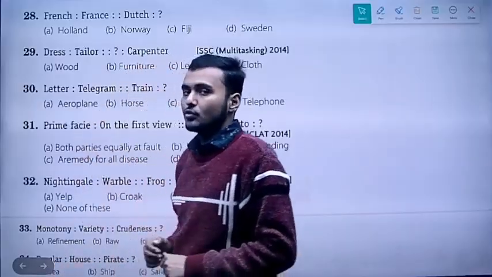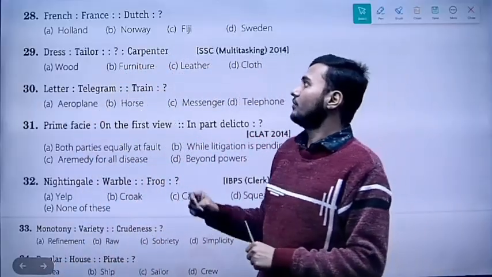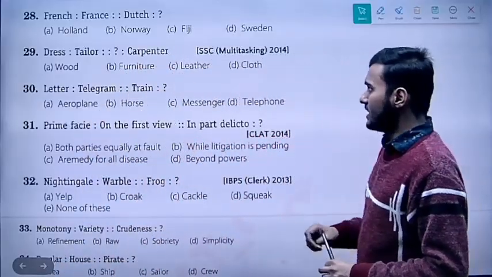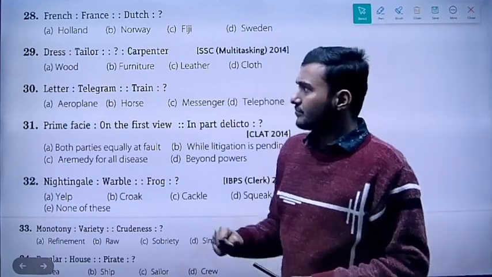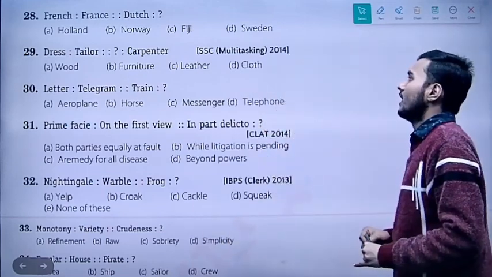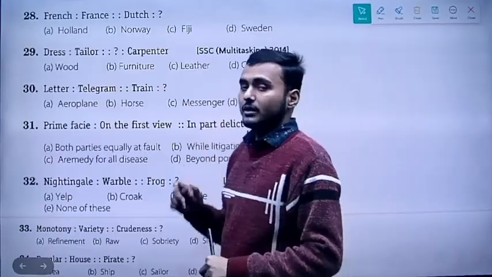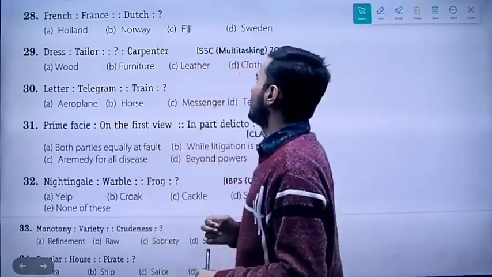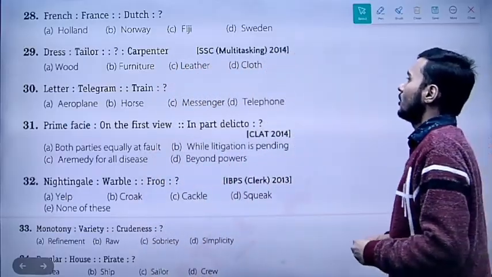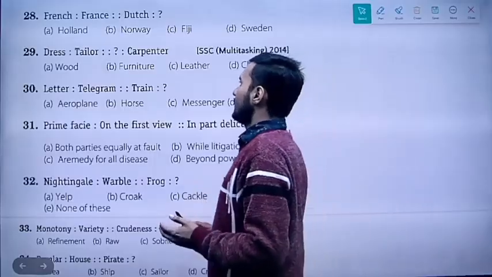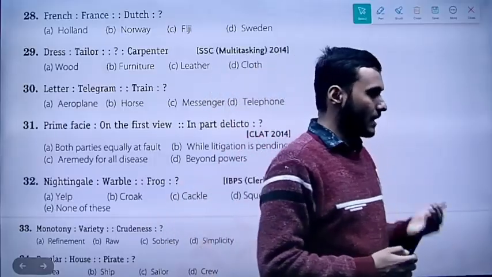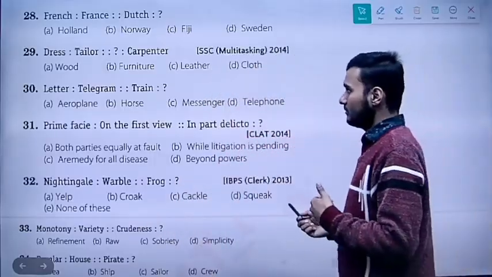Next question is French is equal to France, then Dutch is equal to what? See, in this question what we find is the relationship of language. French is the language of France, so we have to find in which country Dutch is spoken. So the correct answer of question number 28 is Holland, option A. Dutch is basically spoken in Holland, or another name is Netherlands.